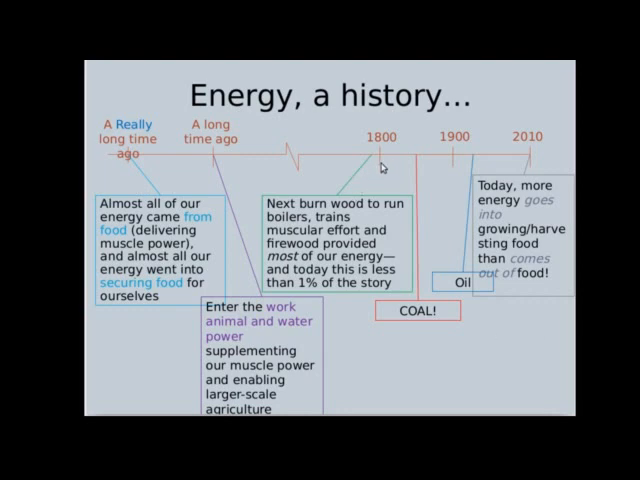Then, in the late 18th century, we started building machines that used steam power derived from burning wood. So at that time, firewood and muscular effort still provided the bulk of our energy. And then in the 19th century, things began to change much more quickly as energy supplies that were more dense in energy and more easily transportable and tradable, such as coal and oil, were discovered and developed.